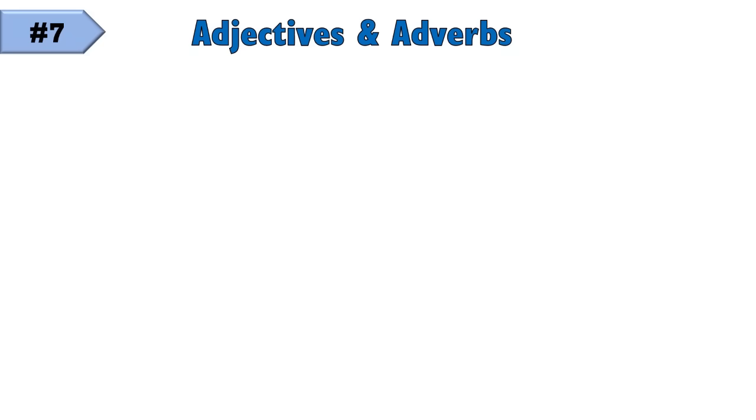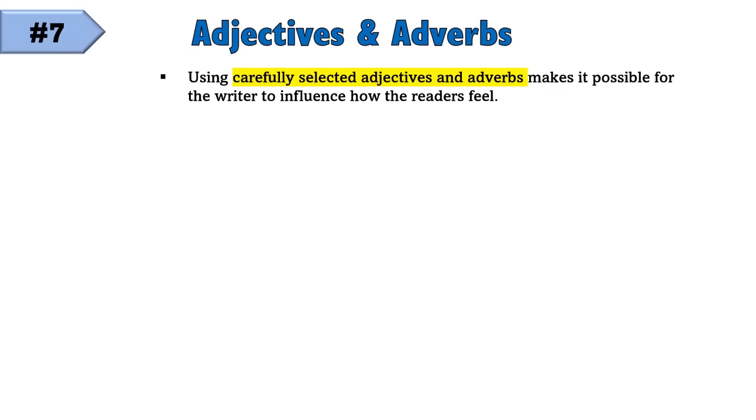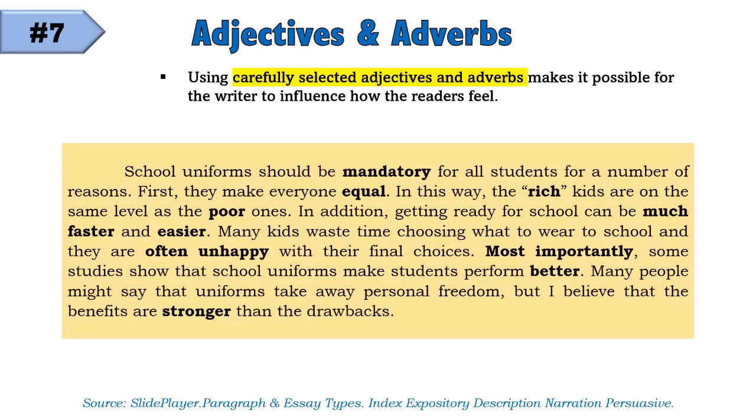Adjectives and adverbs. Using carefully selected adjectives and adverbs makes it possible for the writer to influence how the readers feel. Notice the adjectives and adverbs used in this paragraph. School uniforms should be mandatory for all students for a number of reasons. First, they make everyone equal. In this way, the rich kids are on the same level as the poor ones.